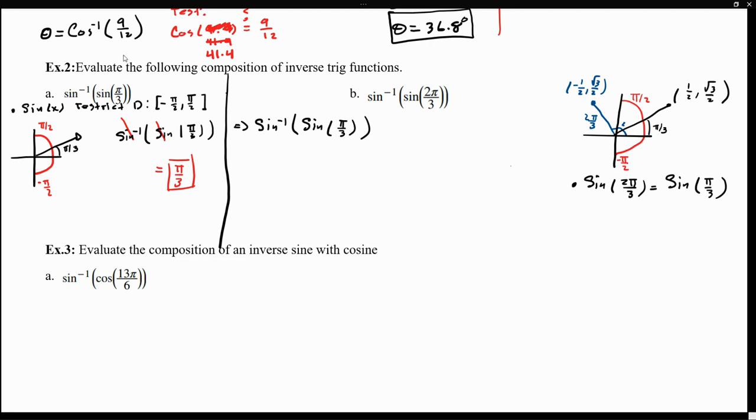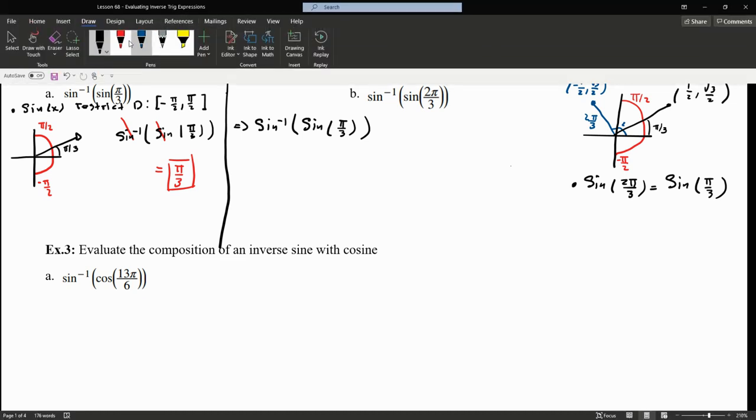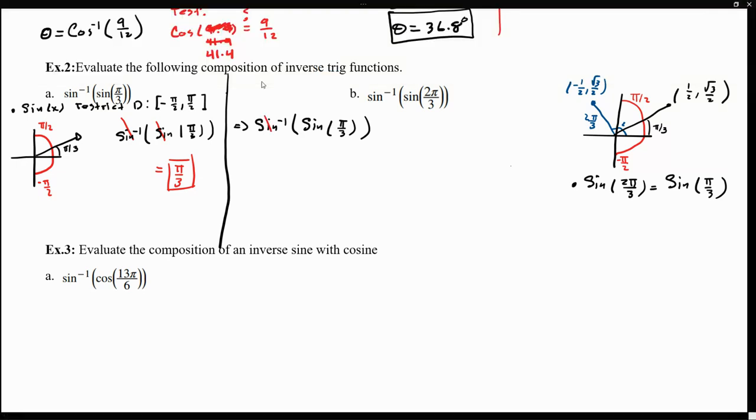But what's the benefit of writing it this way? We just show that they're equivalent, so therefore I can write it. But notice that if I write it this way, pi over 3, it's in my restricted domain. So therefore, since pi over 3 is in my restricted domain, then we can apply the cancellation laws. And that's equivalent to pi over 3.